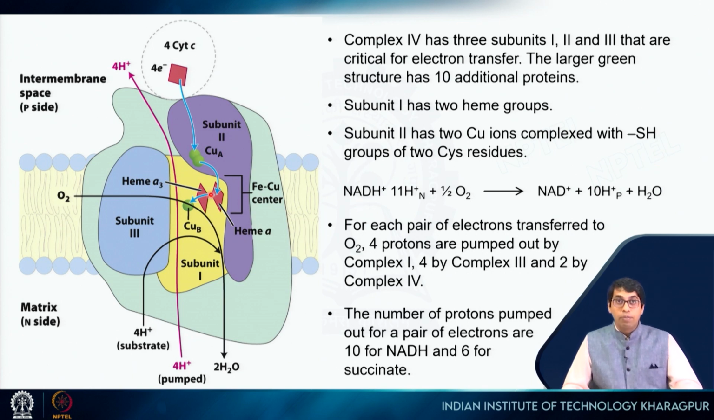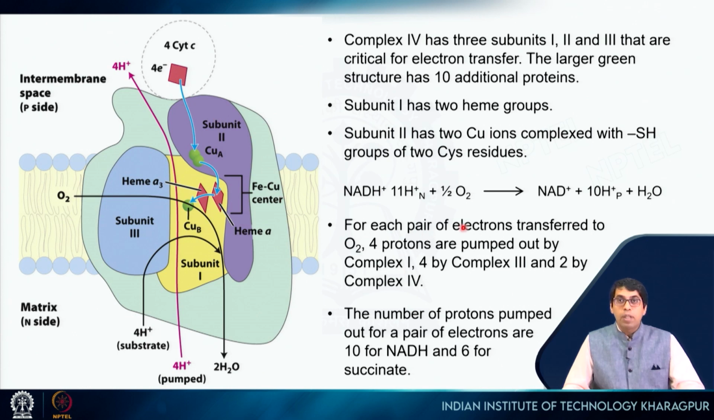The reaction for this is shown here: NADH plus 11 protons plus half oxygen gives you NAD plus. So NADH becomes NAD plus, 1 proton from here is taken up, 1 proton from here and 11 protons from here. They are all taken up by this oxygen to produce water. You can see this is not a balanced reaction, because we have to count all the protons that are transferred from the inner side to the outer side.